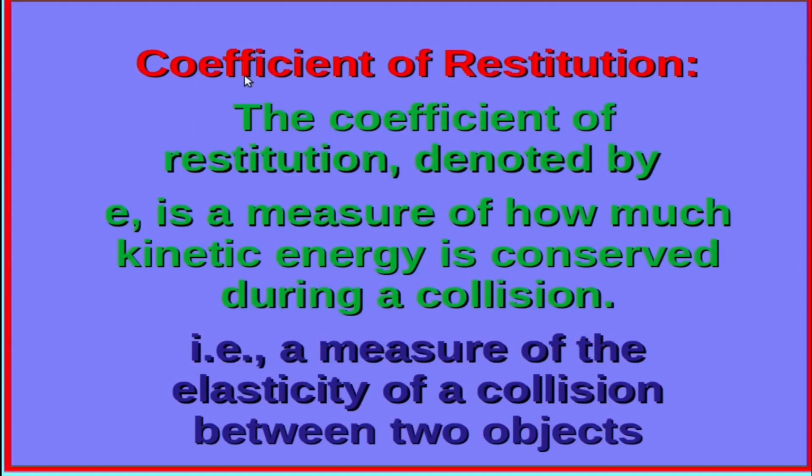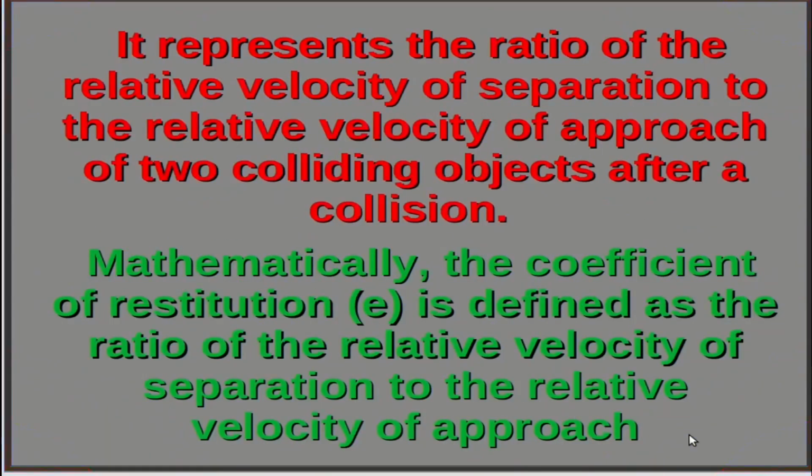Now, in the case of inelastic collisions, we recognize a characteristic of the bodies, namely the coefficient of restitution. It is denoted by E, and it is a measure of how much kinetic energy is conserved during a collision. Therefore, it is a measure of the elasticity of a collision between two objects. E represents the ratio of the relative velocity of separation to the relative velocity of approach of two colliding objects after a collision. Mathematically, the coefficient of restitution is defined as the ratio of the relative velocity of separation to the relative velocity of approach.